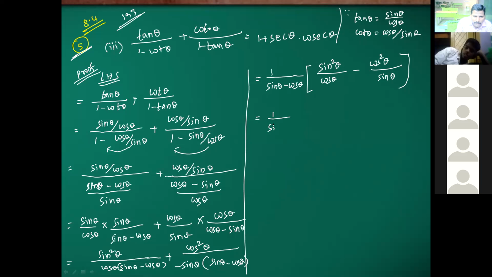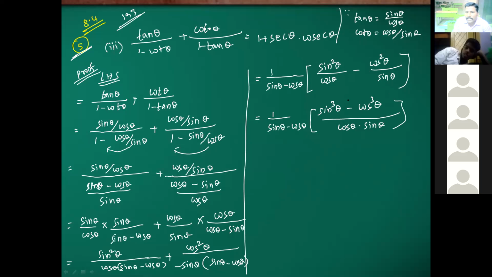So 1 by sin theta minus cos theta. When I am taking cross multiplication, sin into sin. Already here we have sin square, and here sin, so I am getting sin cube theta minus, like that cos square into cos. So I'm getting cos cube theta, whole divided by cos theta into sin theta. Let me write it like that.